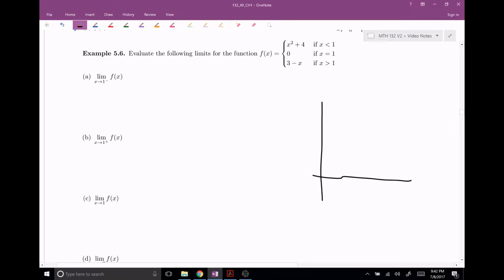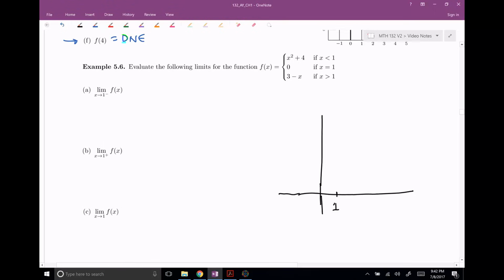Here's my coordinate axes. Oh, I did a horrible job with that. Let me go ahead and start over a little bit. Everything seems to be happening here around 1. I'm very interested in that. It behaves like x squared plus 4 if x is less than 1. It behaves like 0 on a certain interval. It behaves like 3 minus x on a certain interval. So let me go ahead and maybe try to sketch some of these.